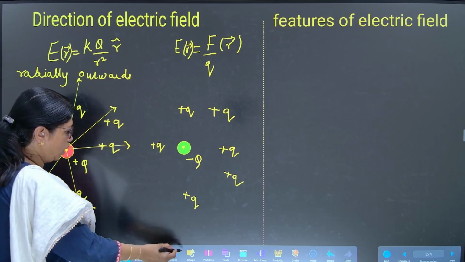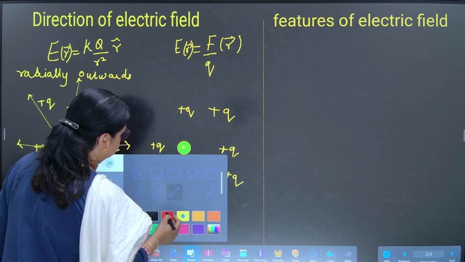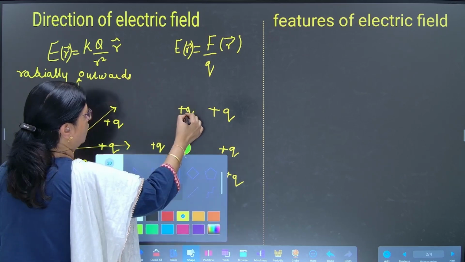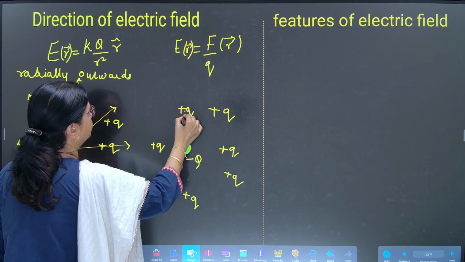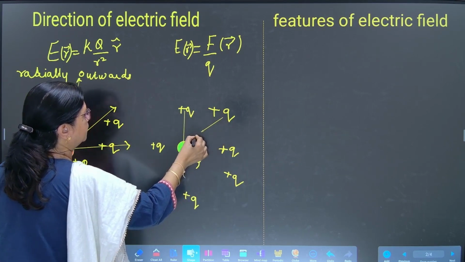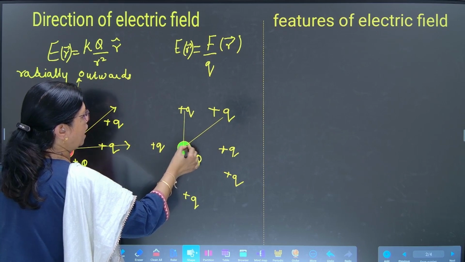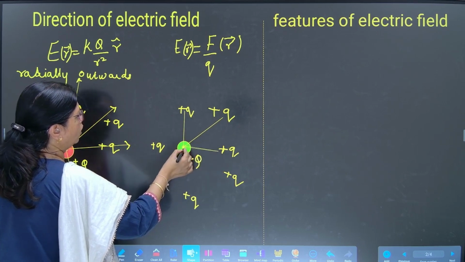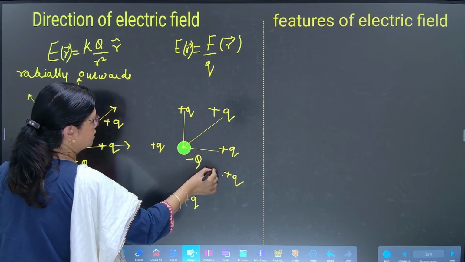So let us draw the direction of the force due to the source charge on the test charge.